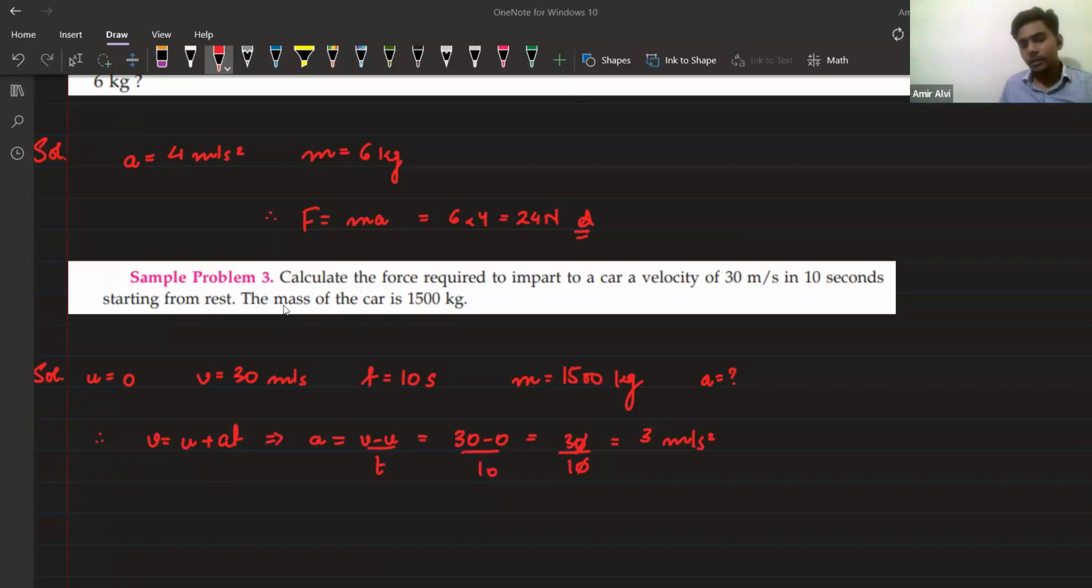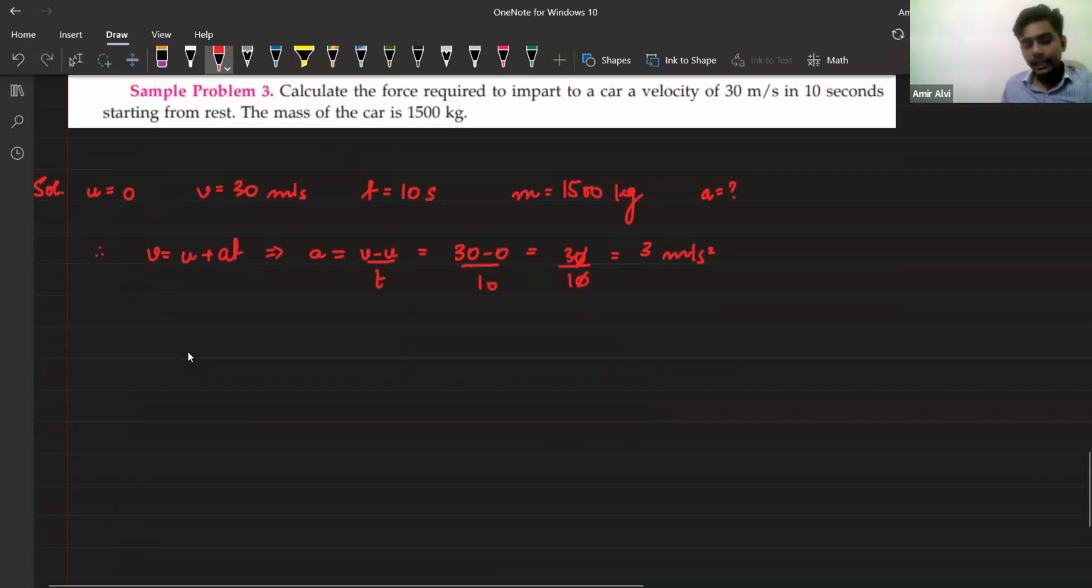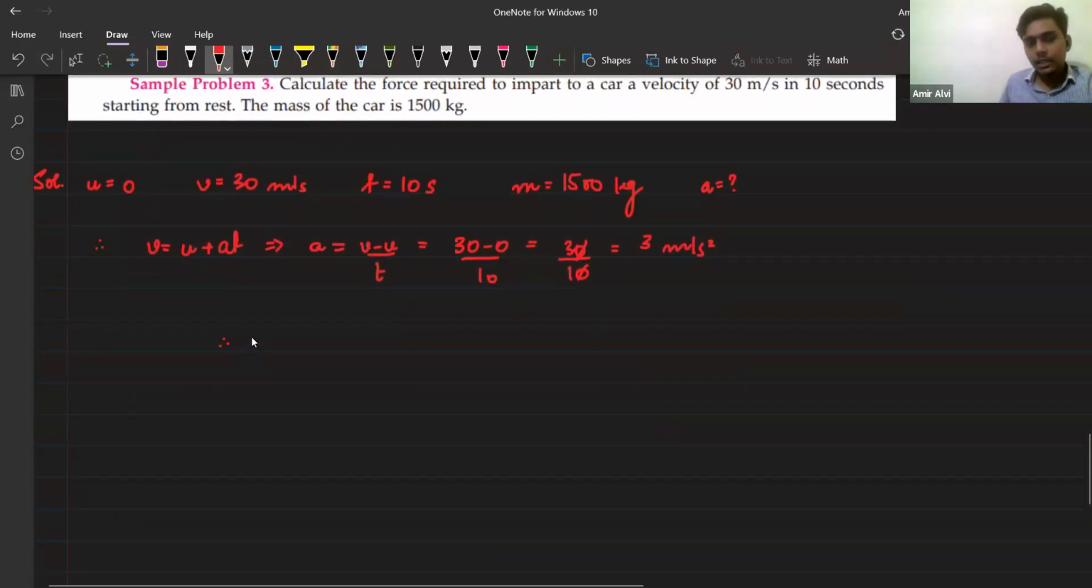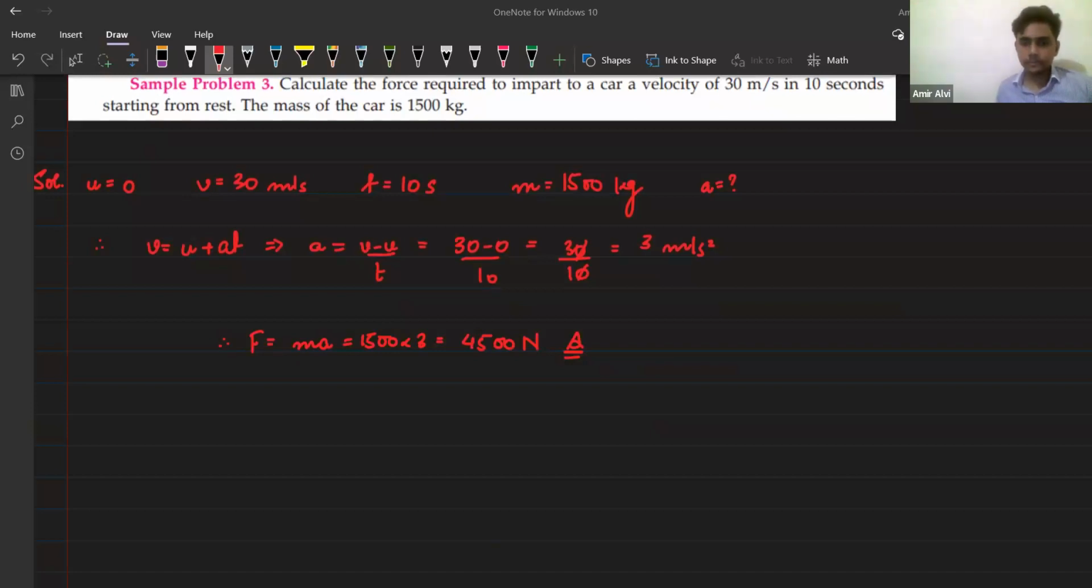Now we need to find the force. Force involves acceleration and mass. We have the mass, and now we have the value of acceleration. So F equals ma. So it is 1500 into 3, which comes out to be 4500 Newton. So this is the answer. Please let me know, everyone, is this clear to you or not? Yes, sir. Sure, that's good.